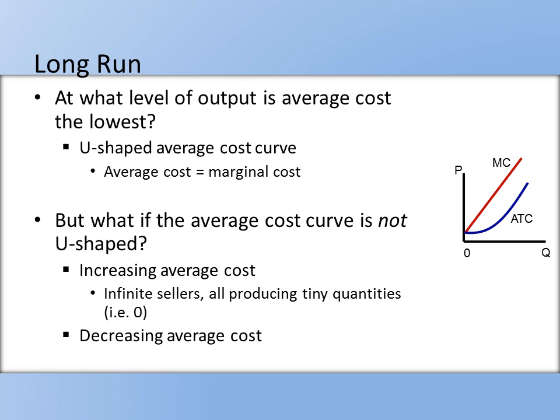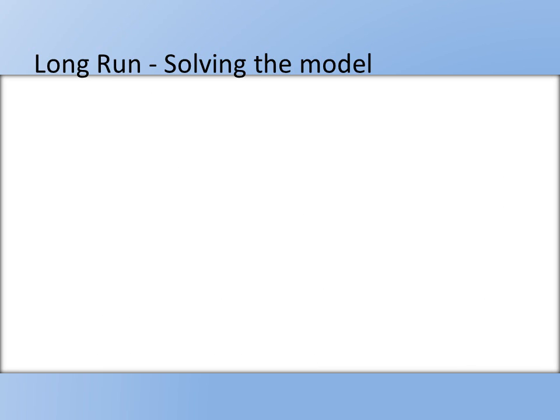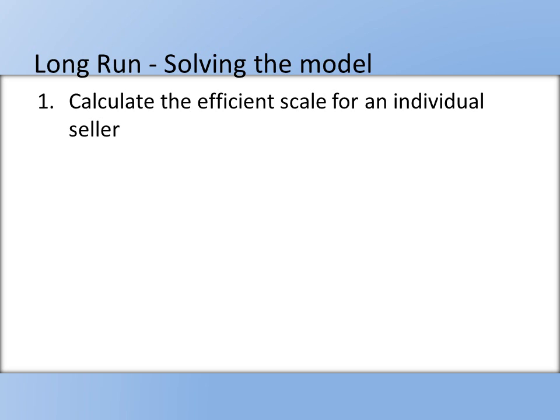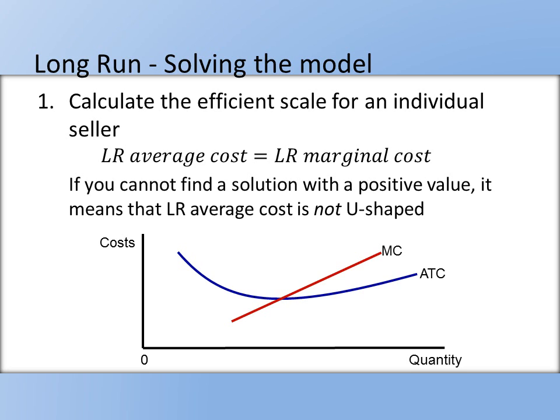What about decreasing average cost, like this one? Once again, if you look at the diagram, you should realize that the bigger a particular seller is, the cheaper its product will be. So in this market, one seller should eventually dominate the market. To solve the long-run component of the model, first calculate the efficient scale for an individual seller. This is found by equating long-run average cost to long-run marginal cost. But if you cannot find a solution with a positive value, it means that the average cost is not U-shaped in the long run.